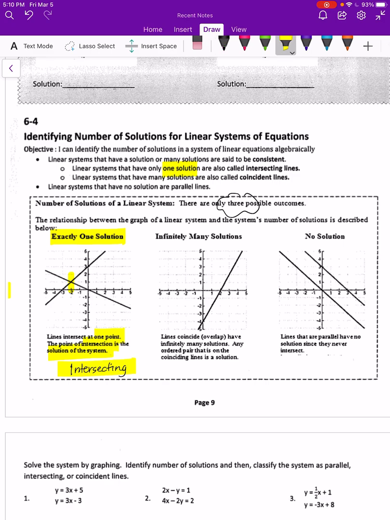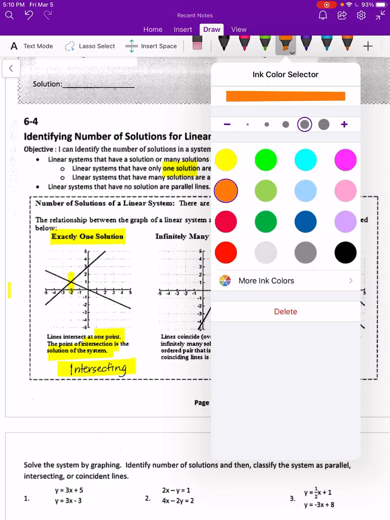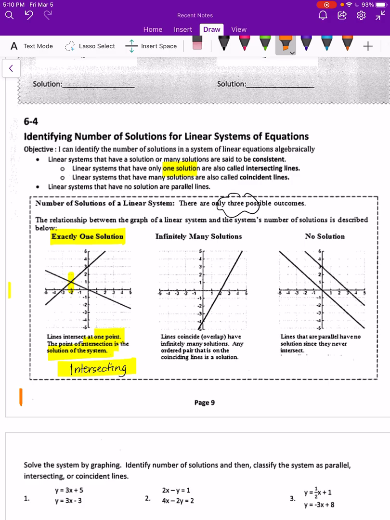All right, let me pick up another color of highlighter. Let's go with orange this time. Now, there are ones that have many solutions. Those are called coincident lines. And think about the word coincidence. The word coincidence means, oh, it happened again. And that's kind of what happens here.